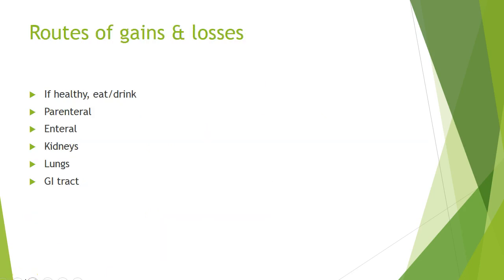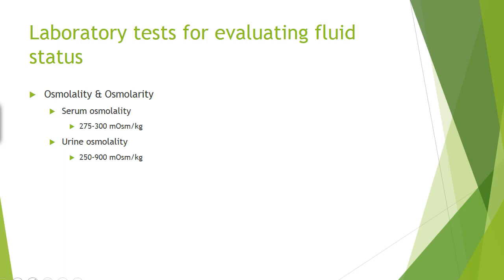All right, then we have routes of gains and losses. They're pretty simplistic. We have PO, right? If you're healthy, you eat, you drink. You can have parenteral, which is IV, enteral, which is like a PEG tube feeding. You have your kidneys, lungs, and your GI tract. So you lose through those things. We then have serum osmolality and urine osmolality. For serum osmolality, the number to remember is 275 to 300 milliosmoles per kilogram, and with urine it is 250 to 900. It's much wider.